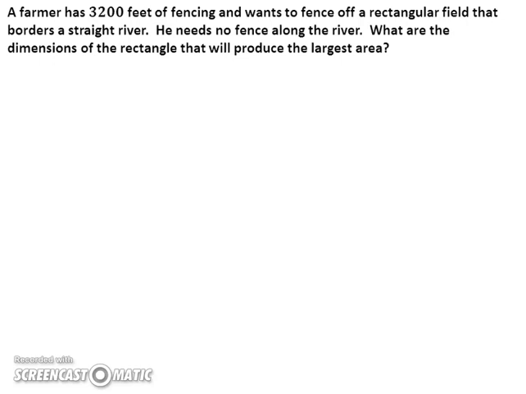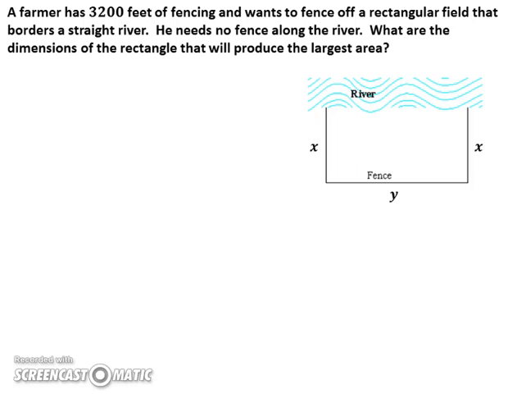Okay, so notice that the question is asking what are the dimensions of the rectangle, and we're looking for the largest area, so we're going to need an area function to find the derivative of. So let's take a look at the picture. We have a rectangular situation with a river on one side, and we don't need any fence. So these two sides are the same, and then this long side here.